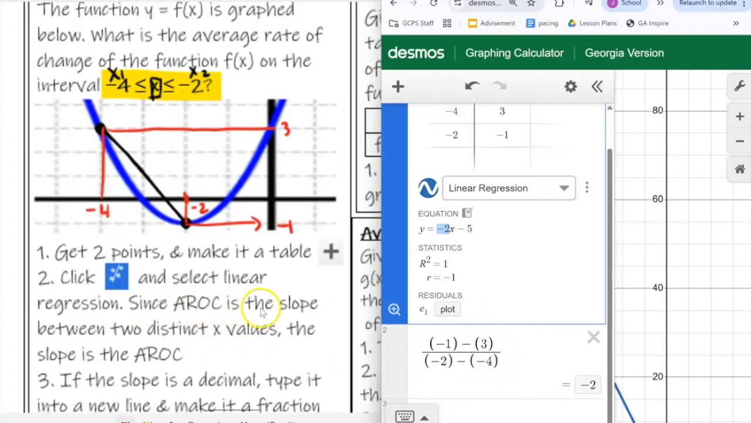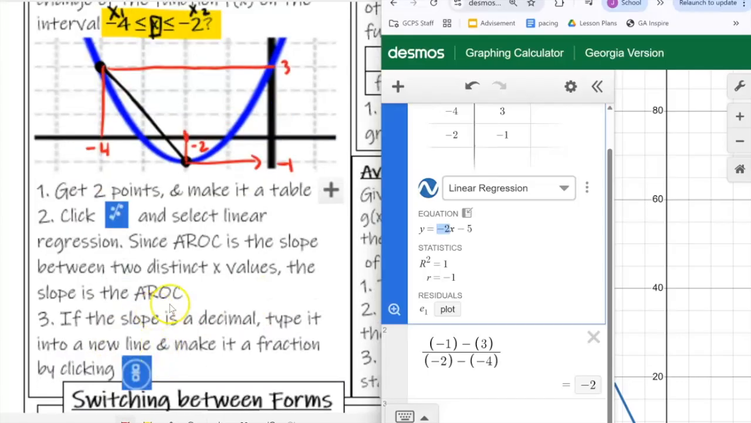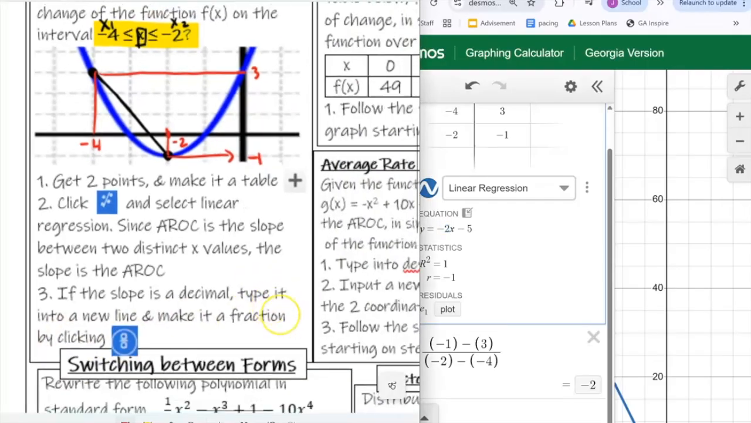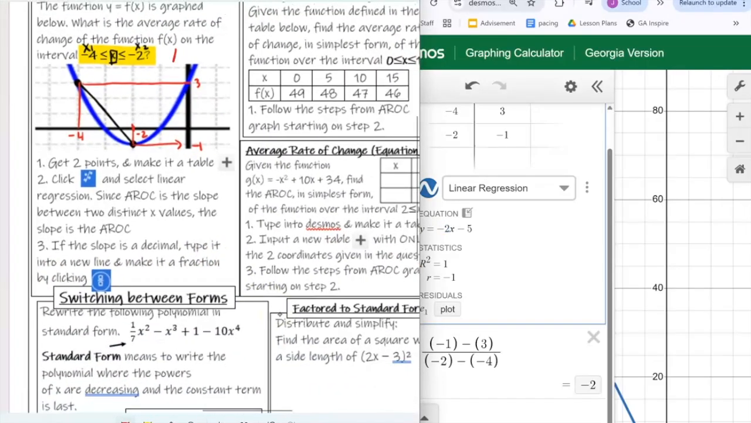All right, so since average rate of change is a slope between 2 distinct values of x, and the slope is the AROC, we're going to use that. If the slope is a decimal, in this case it's not a decimal, type it into a new line and make it a fraction by clicking this. So this is not a decimal. So the AROC between these 2 points is -2. And how do I know that? Because this line here is y equals -2x plus 7. And what we are interested in grabbing is just my slope. Okay, so that's how you do it from a graph. Let's practice.